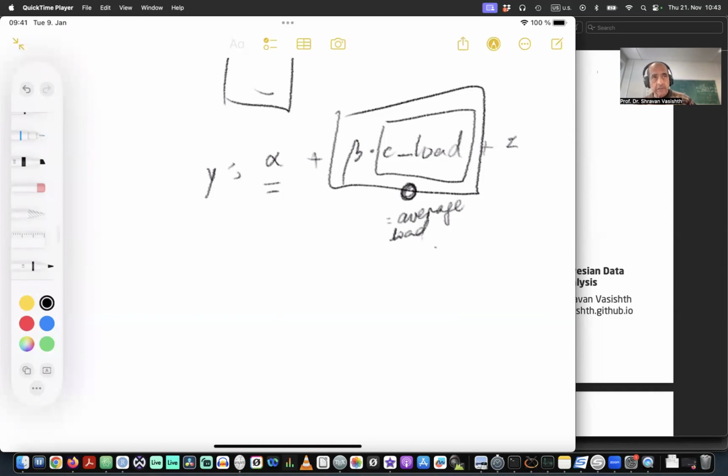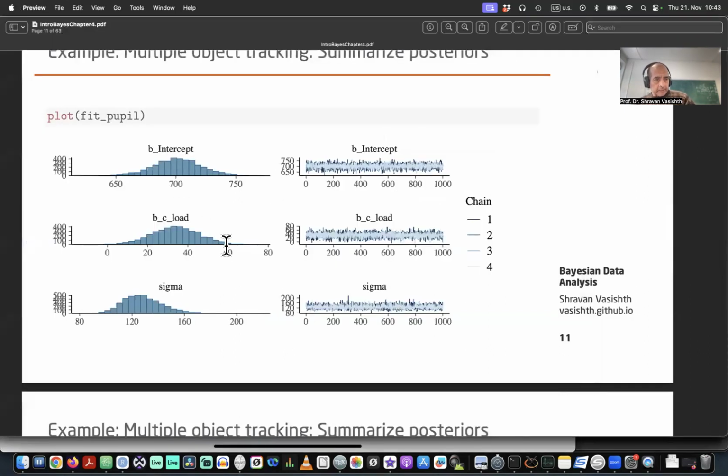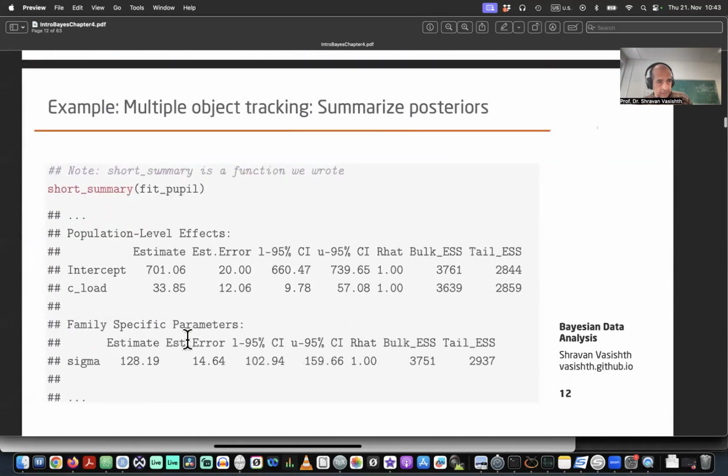And the meaning of the beta parameter is: for every unit increase in load, what is the predicted increase in pupil size? You can see that the pupil size will increase by between, let's say, 10 and 50 or so for every unit increase in load. Sigma is just the residual standard deviation posterior, so that's pretty straightforward.